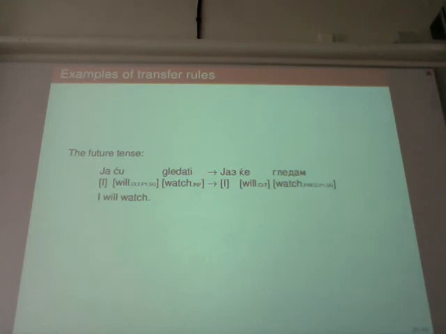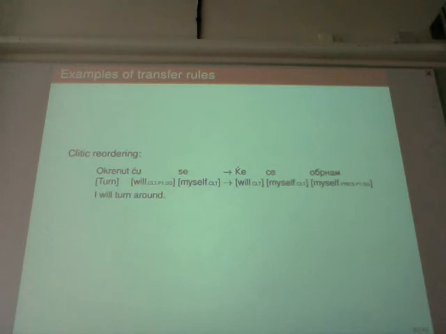The order of clitics in both languages is different. For instance, in this sentence, I will turn around. In Serbo-Croatian, the correct form would be okrenut ću se, and in Macedonian, it would be ќе се свртам. So we wrote a series of rules to match clitic agreement and to reorder them in the correct way.